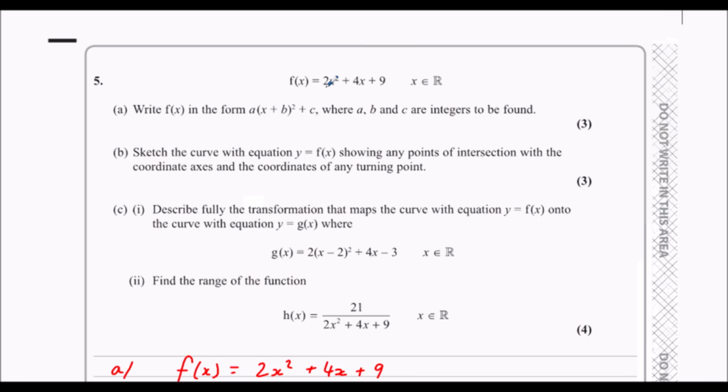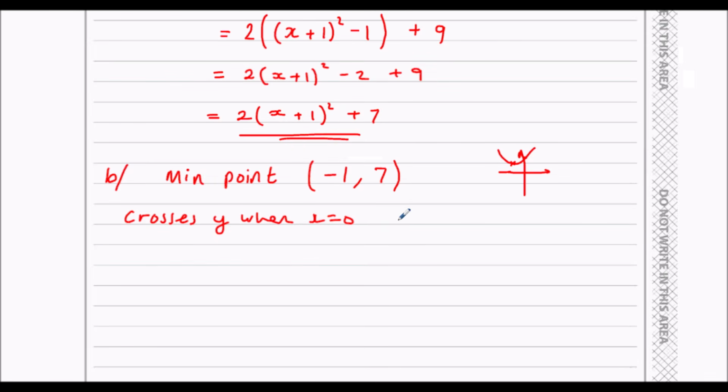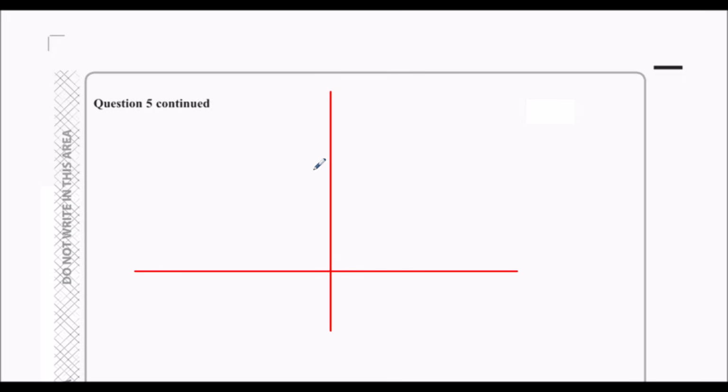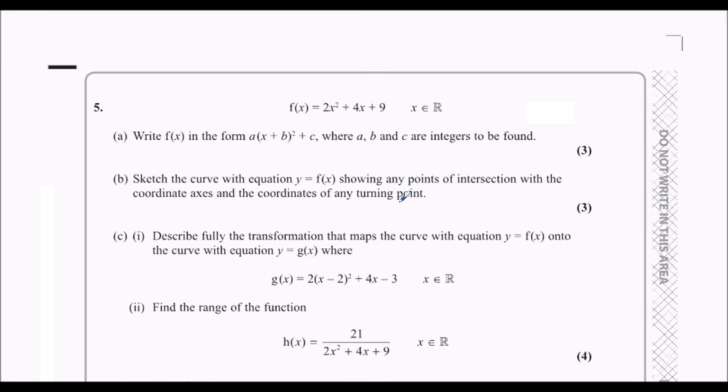And when x is 0, 2 zeros plus 4 zeros plus 9 is 9. So y is 9. So let's draw this curve. Minimum point at -1, 7, crosses y at 9. So -1, 7, crosses y at 9, and it's a U-shaped curve. So something like that. So that's part B done.